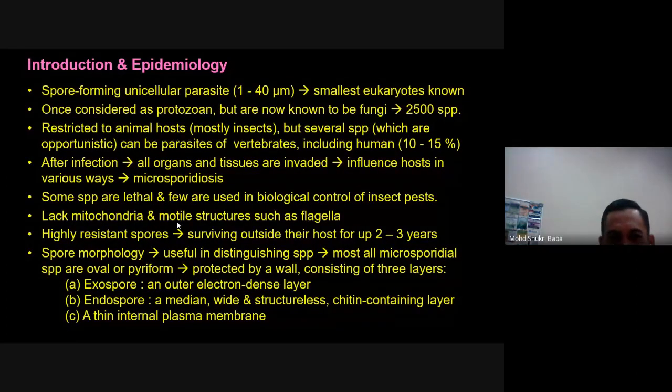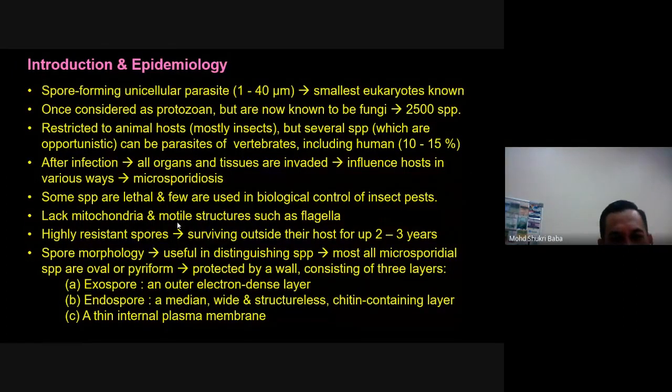Alright, so awak tahu mitochondria is the organelle that actively supply you the energy or ATP. Alright, so lack of mitochondria and motile structures such as flagella. So basically dia tidak berapa aktif in terms of mortality because dia tidak mempunyai flagella. Okay. It is highly resistant spore, surviving outside their host up to 2 to 3 years.